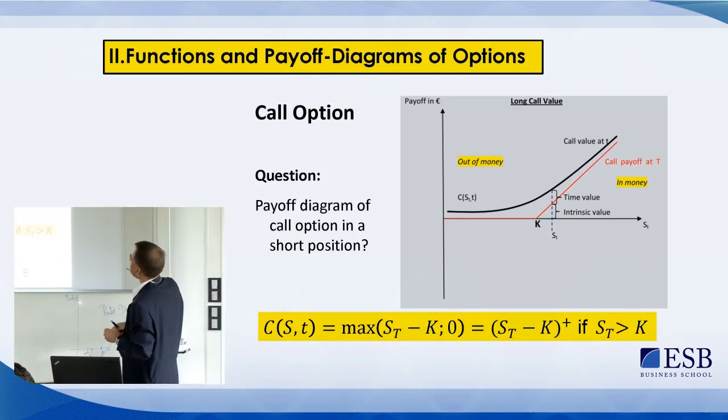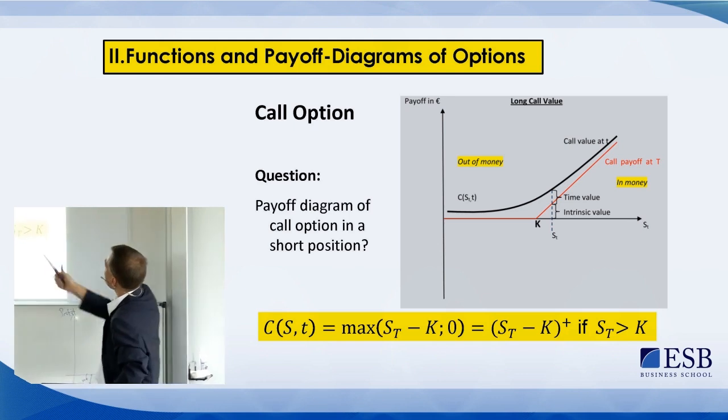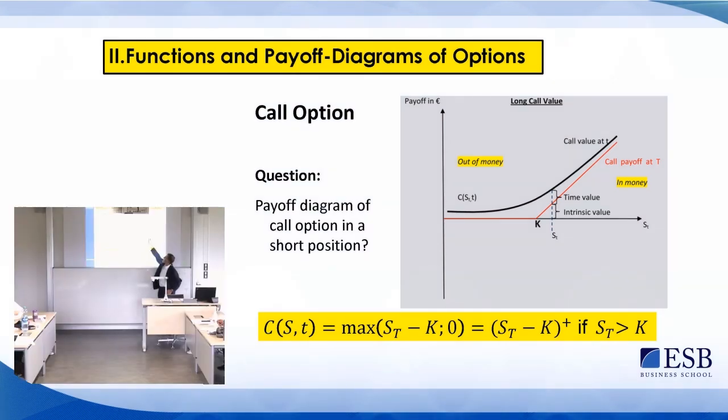So, that's good. Now we distinguish certain areas. If we are on the right-hand side of K, we call it the option is in the money. On the left-hand side, the option is out of the money. And if the price of the underlying is exactly the same as K, we call it at the money. It's just terminology.